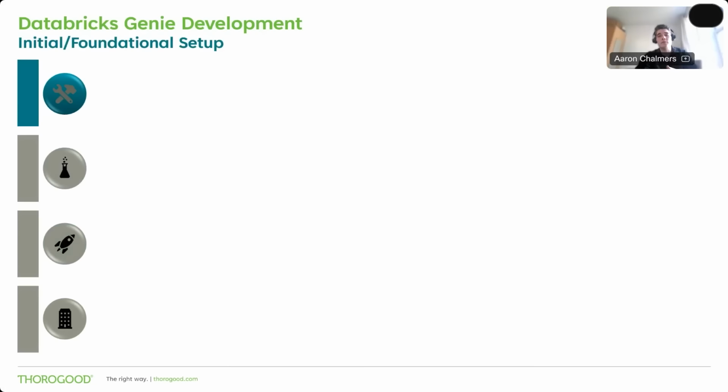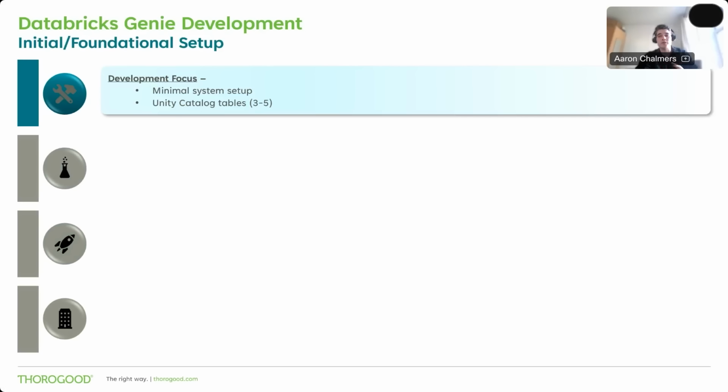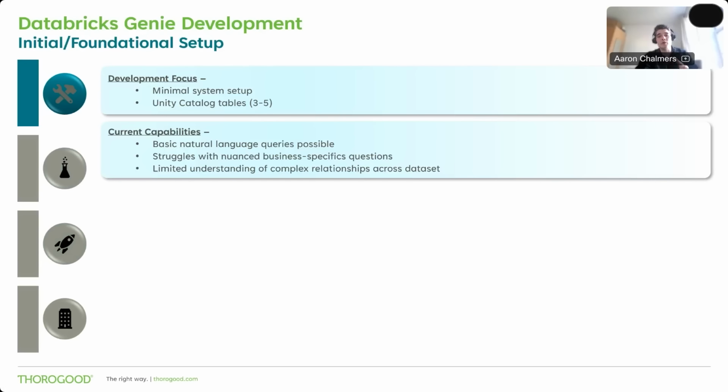Going into a bit more detail, during the initial setup, the development focus is on the minimal system setup across 3 to 5 Unity Catalog tables. At this stage, Genie is capable of basic natural language queries. However, it can struggle with nuanced business-specific queries, such as asking about specific KPIs that are not defined in your data or prompts. And Genie may also suffer from limited understanding of complex relationships across your dataset. For example, if columns have different names across different tables.